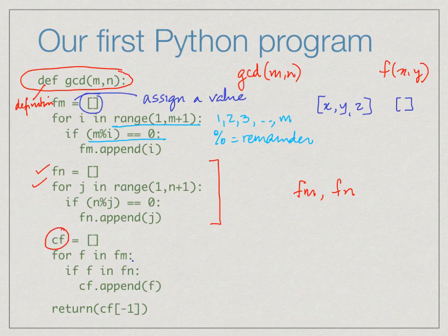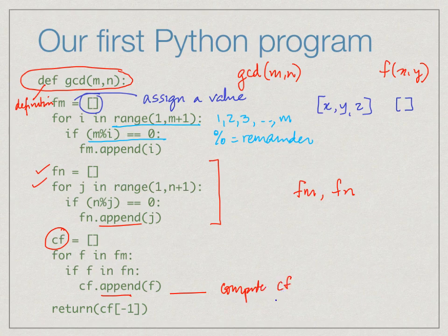So we use cf to denote the list of common factors. Initially, there are no common factors. Now, for every factor in the first list, if the factor appears in the second list, then we append it to cf. So the same function append is being used throughout. It says take a list and add a value. Which value? We add the value that we are looking at now, provided it satisfies the condition. So earlier we were adding it provided the remainder was 0. Now we are adding it provided it appears in both lists. For every f in the first list, if it appears in the second list, add it. So after this, we have computed cf.